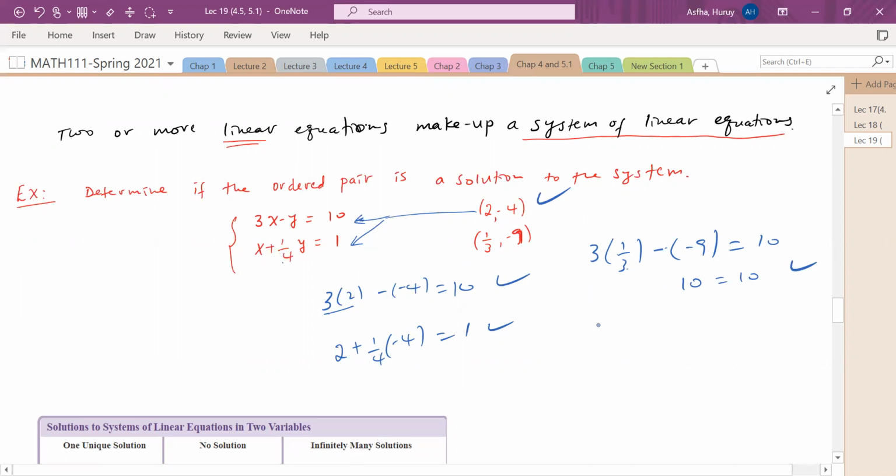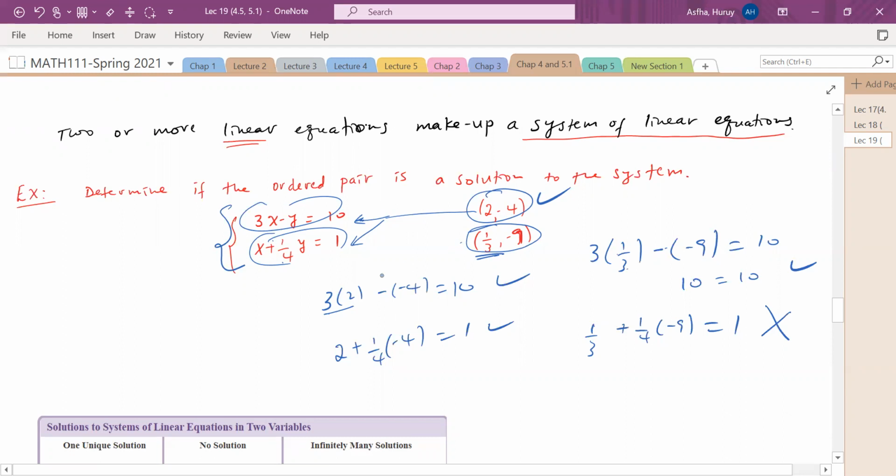How about the second equation? 1/3 plus 1/4 times negative 9 equals 9. This is definitely not equal. Therefore, this is not a solution to the second equation. As you can see, this one is a solution to the first equation, but not to the second equation. Therefore, we say this is not a solution to the system of equations. Even though it satisfied one of them, we don't care. It has to satisfy both of them in order to call it a solution to the system. But the first one, since it's a solution to both of them, is a solution to the system.